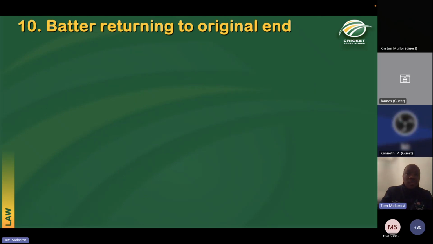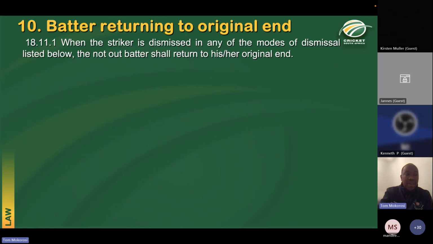Now, when do batters have to return to their original ends when there is a dismissal? When the striker is dismissed in any of the modes of dismissals listed below, the not out batter shall return to his or her original end.